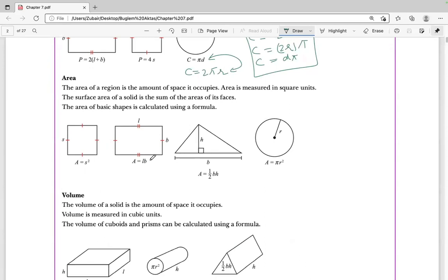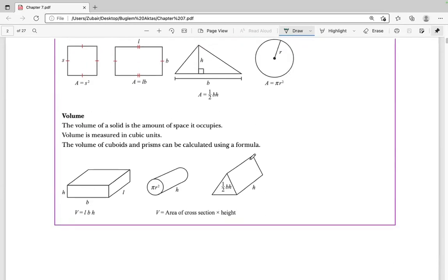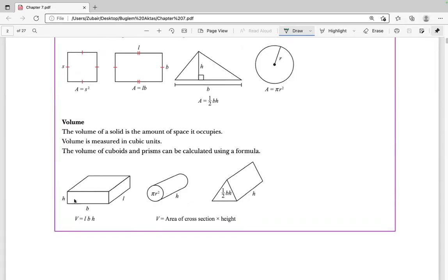Area of square, rectangle, triangle, circle. Volumes of the same. This is the cross-sectional area. If you look at just the base, the volume would be base area into height. So cross-sectional area into height. This cross-sectional area is pi r square, so pi r square into height. So the volume of a cylinder would be pi r square h. Volume for this object is this cross-sectional area into this height.